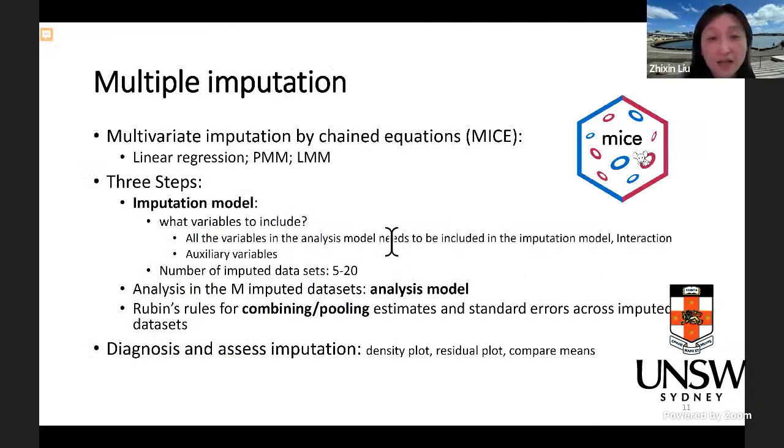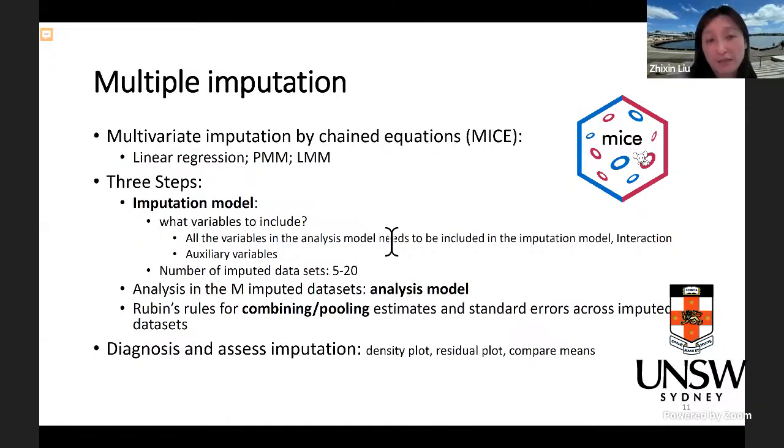And here is an overview of MICE, the chained equation approach, to give you some sense of how to conduct it. Like I said, even within MICE there are different techniques, like the standard one using linear regression, or predictive mean matching, or for multilevel data we may use a linear mixed model. So that's where I said, if you start to do it, it's better to consult and ask for some advice from our consultants.